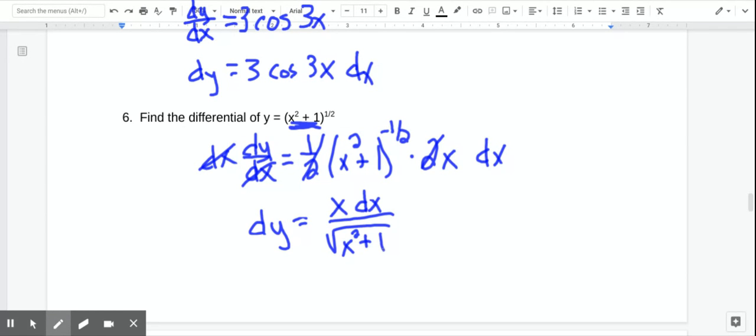So that's how you find differentials. If it just asks you to find the differential, just do dy dx, take the derivative, and then multiply both sides by dx. We will see some applications of these differentials in the next lesson.